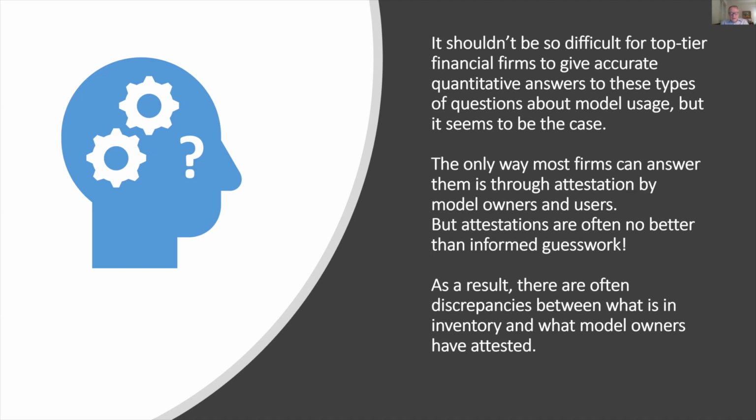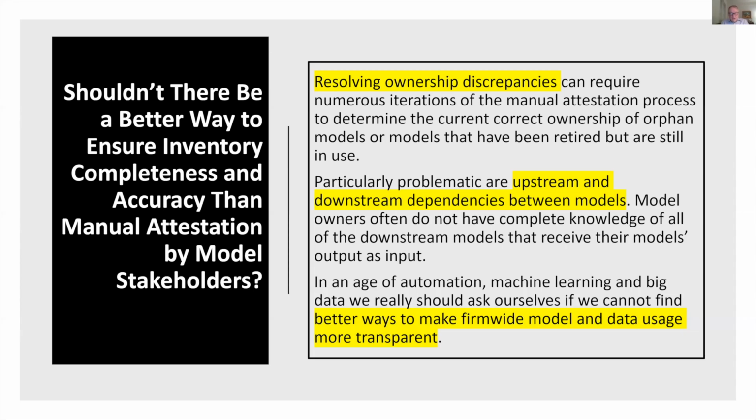Again, this was inspired by what I saw with the tech companies, that they can track usage of their devices, and perhaps millions of them at a time. And it was a real problem in the financial industry to track model usage for even a few thousand models in inventory. Resolving model ownership discrepancies can require numerous iterations of the manual attestation process to determine the current correct ownership.